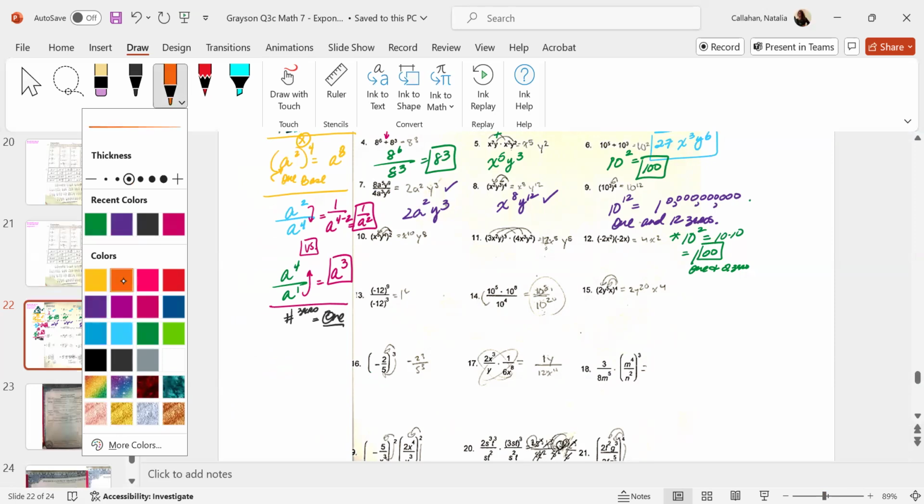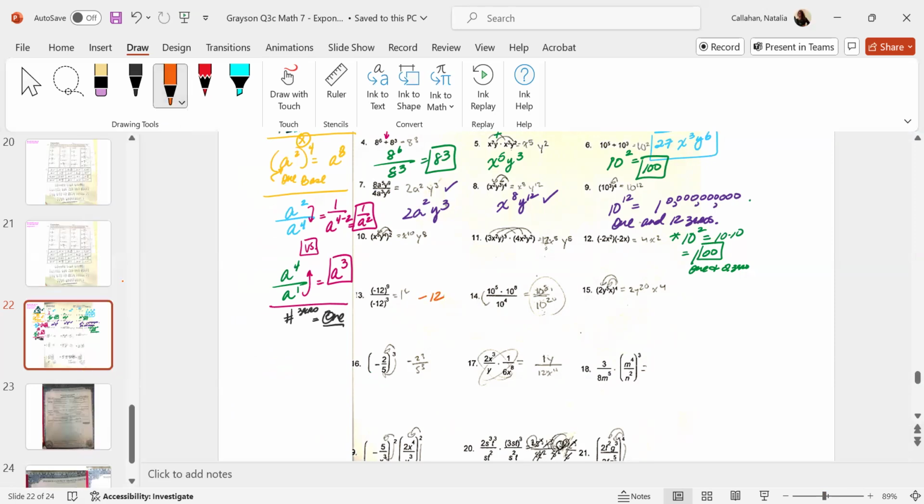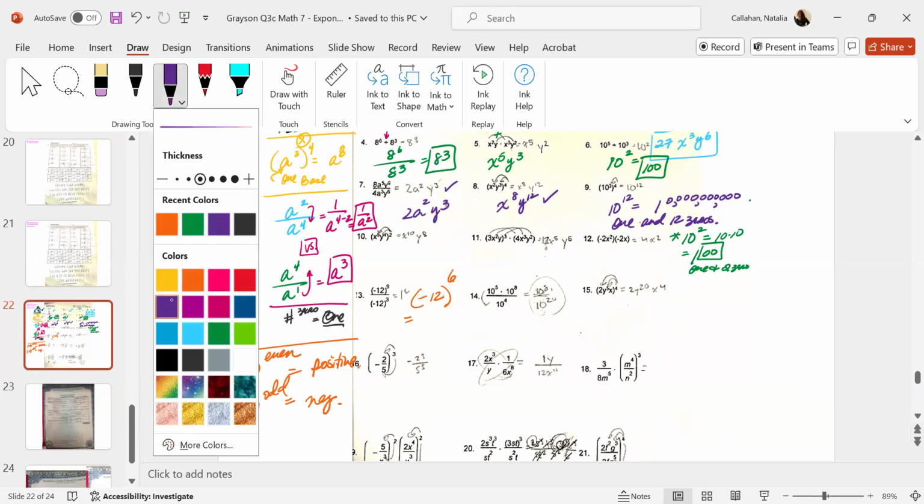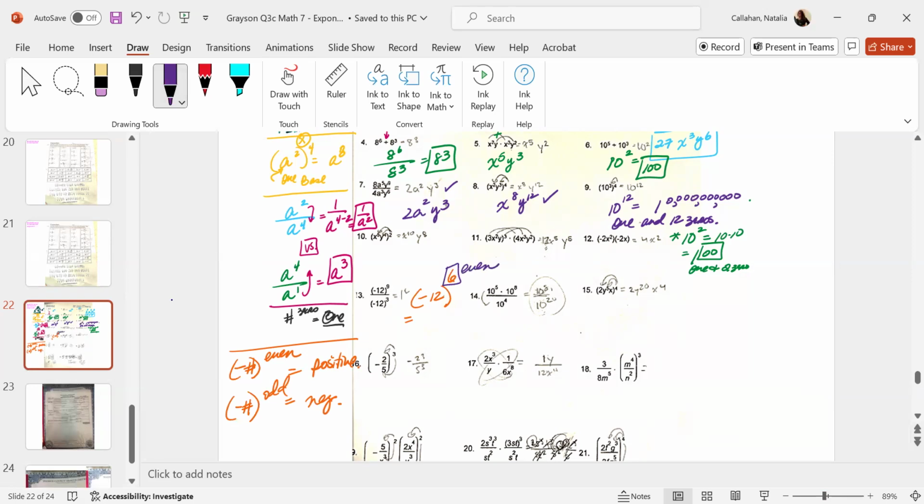Here we go. So this will be negative 12 with the parentheses to the 6th power, correct? Remember the rules for negatives. If you have a negative number to an even power, your answer is positive, correct? If you have a negative number to an odd power, it's negative, right? Is your answer going to be positive or negative? Is 6 even or odd? So is your answer positive or negative? Positive. So what is it? What's 12 to the 6th power? It's positive 2,985,984.